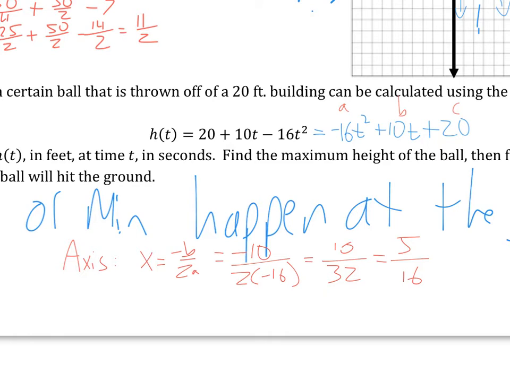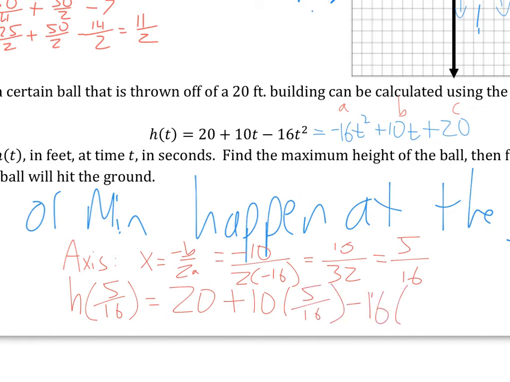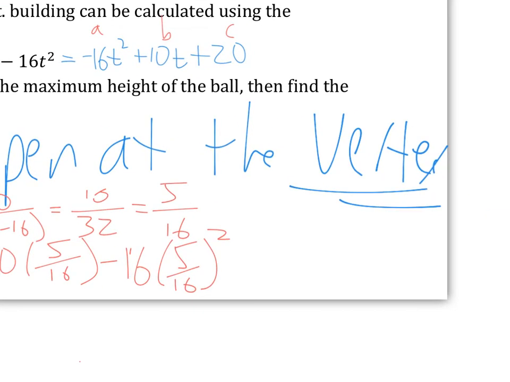And so now we're going to calculate h of 5/16, and I think this one we're going to go ahead and do with a calculator, and that's fine. Because it's an application problem. So we're going to plug in 5/16 into all of this. 16 times 5/16 squared. And we'll figure out what this is. So this all comes out to be about 21.56, and that will be feet because that's the height.